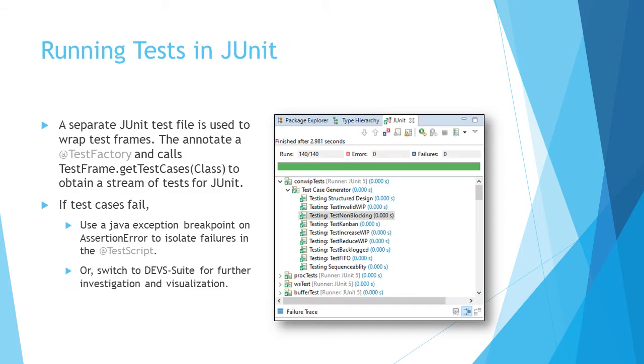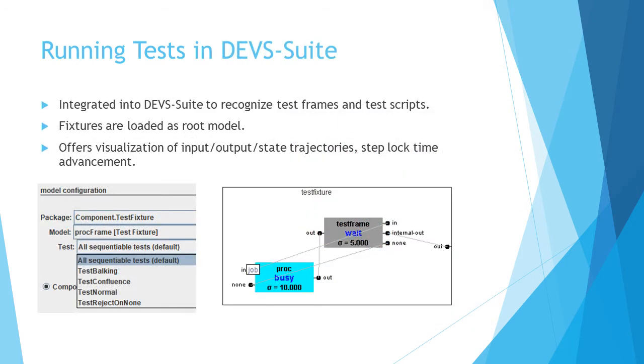To integrate test frames within JUnit, a test factory is employed that finds all test scripts and generates a simulation for each one. Assertion errors are raised in the test script for easy debugging when running under a debugger. Another tool for testers is DevSuite. Testers can visualize the message traffic, see inside the black box, plot input, output, and state trajectories.